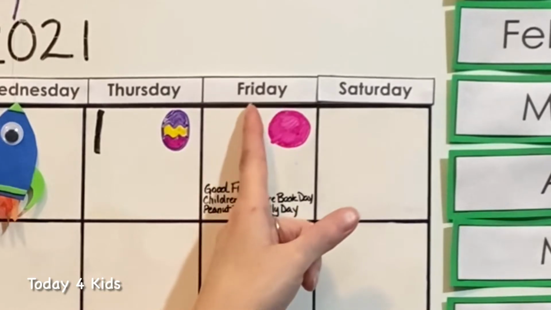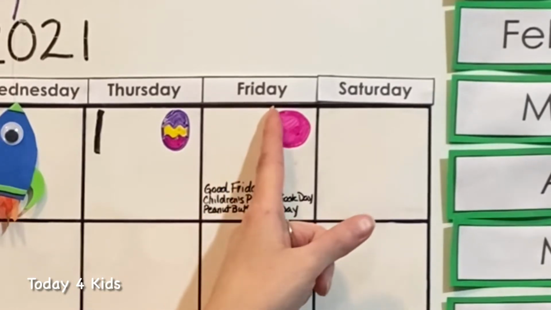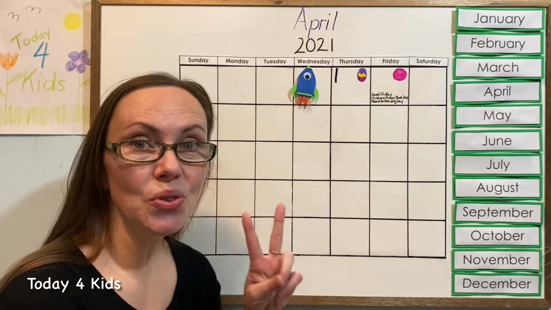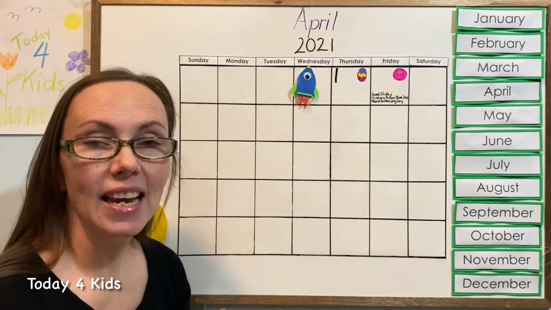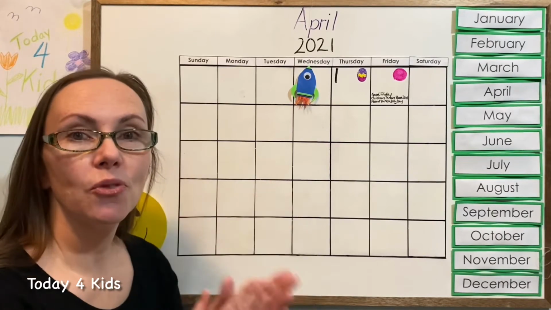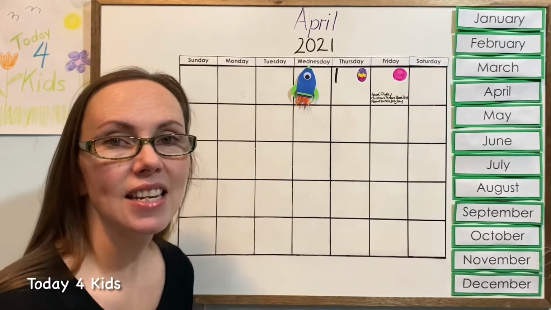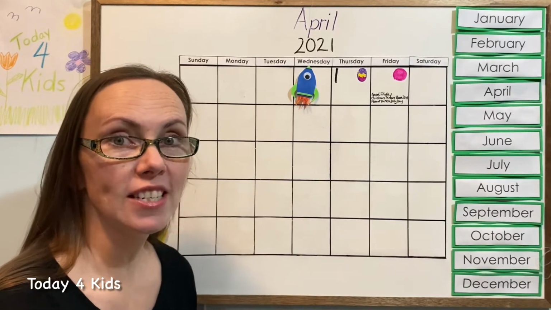F-R-I-D-A-Y. Friday. And Friday has two syllables. Will you clap them with me? Friday. Good job. Let's do it one more time. Friday. Excellent. Now let's put Friday into our agenda.